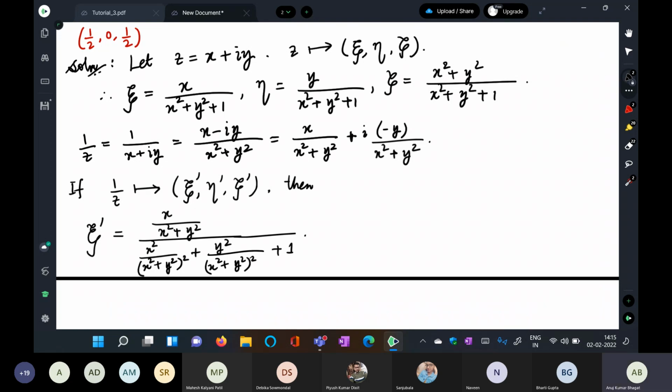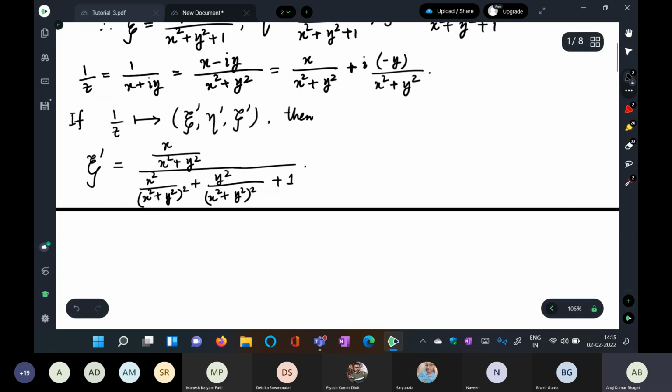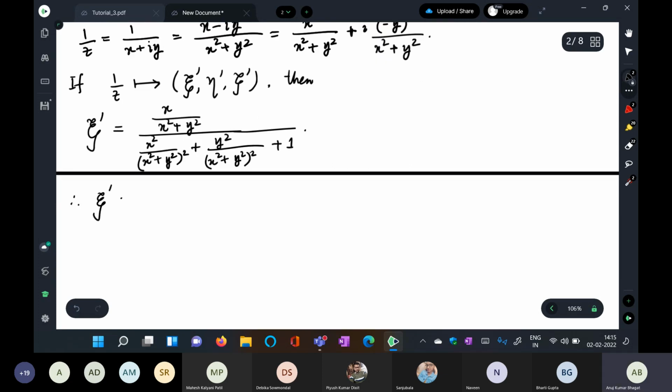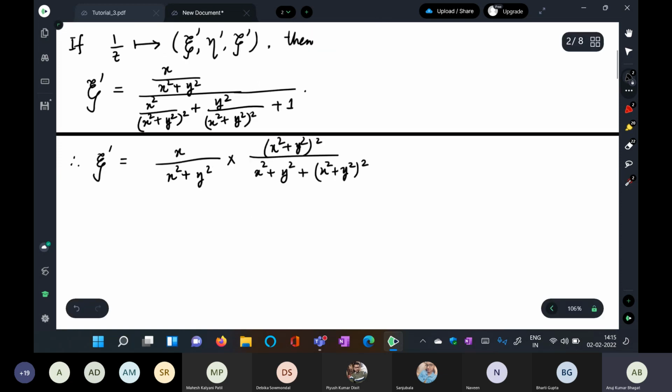So just using the formula, let's start simplifying this. Therefore, this is x by x square plus y square. If you take the LCM in the denominator, this will be (x square plus y square) whole square, and then this will be x square plus y square plus x square plus y square whole square. Just take the LCM and send the denominator to the numerator. So this one part will get cancelled.